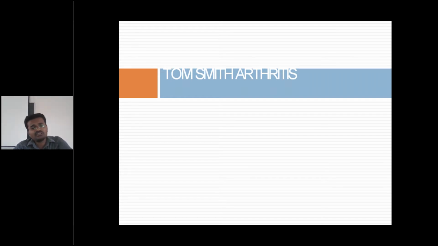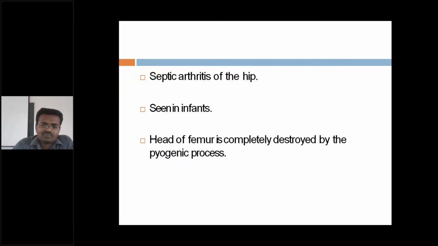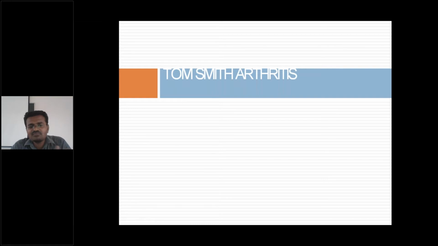So therefore, Tom Smith arthritis is very important, because if infants get infected, their head, I'm talking of head of femur, not this head. Remember, that head of femur is made up of cartilage, that head of femur will be lost. Okay, so septic arthritis of hip, this Tom Smith arthritis, whenever they ask for septic arthritis, please mention Tom Smith arthritis. It is very, very important.